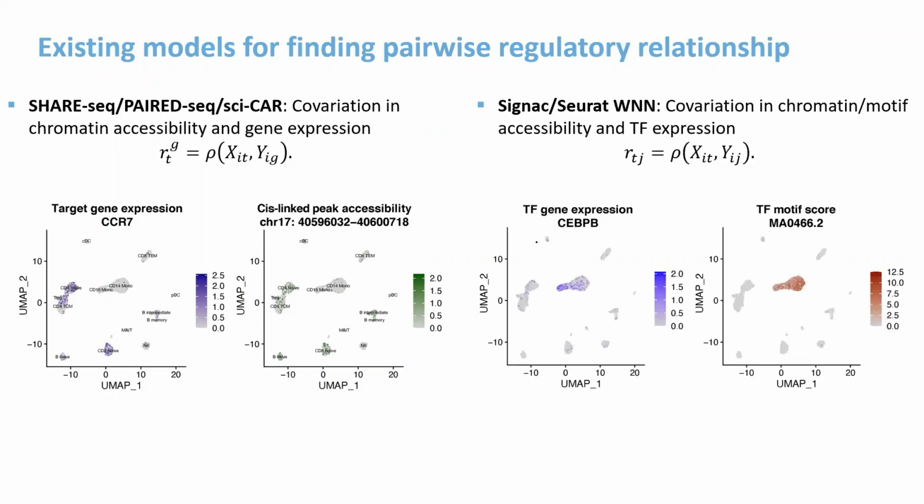Another set of methods, instead of looking at a gene, looks at the TF expression as well as the TF motif score. The TF motif score, you can think of as an average measure of how open or closed the TF binding motifs are along the genome. But again, this is based on a pairwise relationship. You want to relate the TF expression to the TF accessibility element. But of course, like I told you, there are 3 different factors.